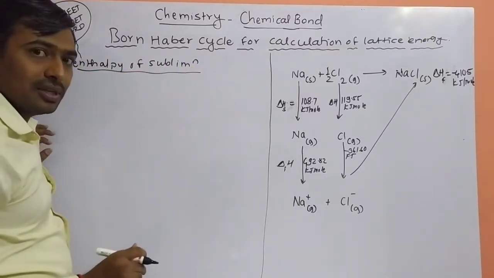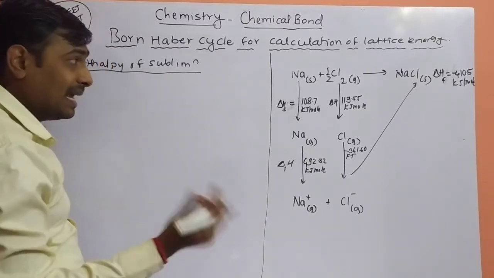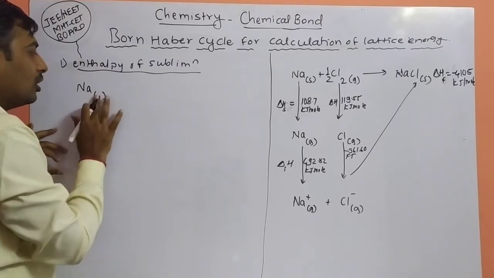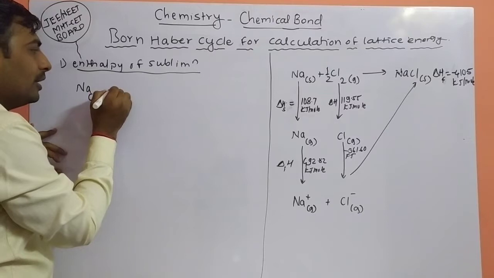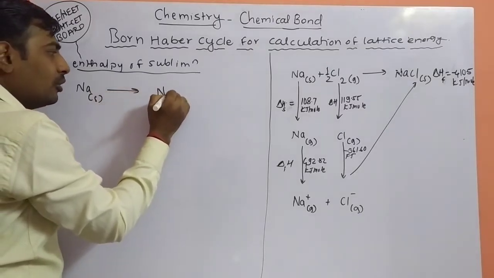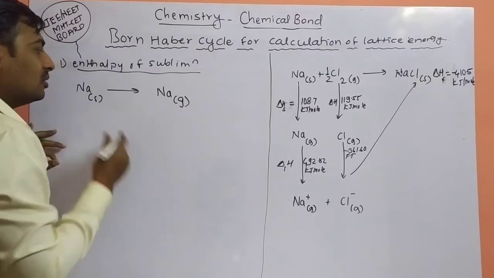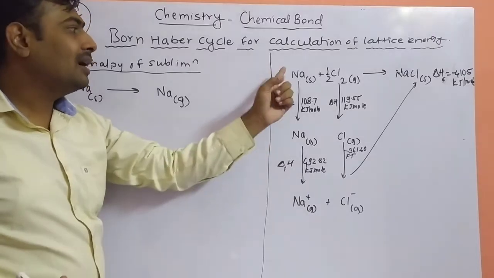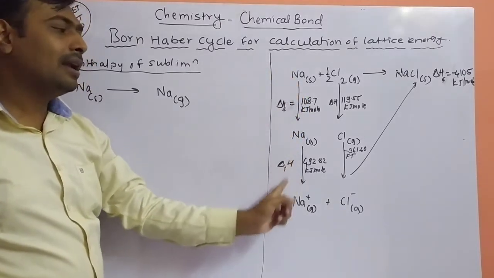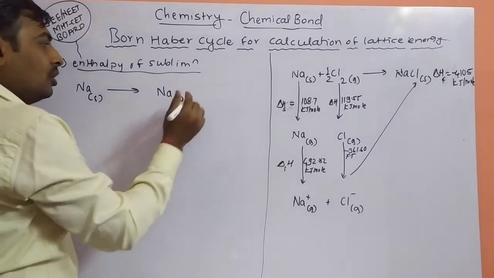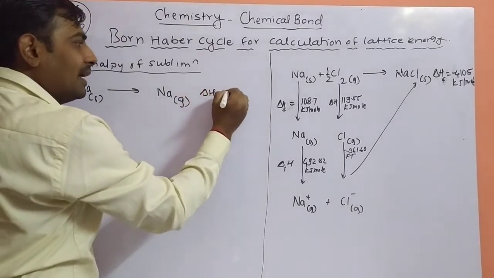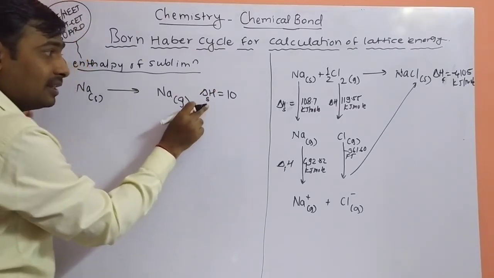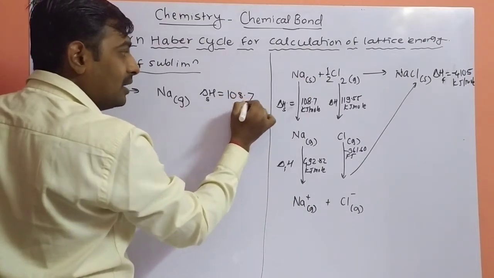Sublimation is when a solid substance is directly converted from the solid state to the gaseous state. Sodium exists in the solid state in the atmosphere. So that solid sodium changes its state to gaseous sodium. Solid does not directly lose an electron to form an ion. First we convert solid into gas, and then we remove the electron. The enthalpy related to this process is called the enthalpy of sublimation, denoted by S. Enthalpy of sublimation is 108.7 kilojoule per mole.